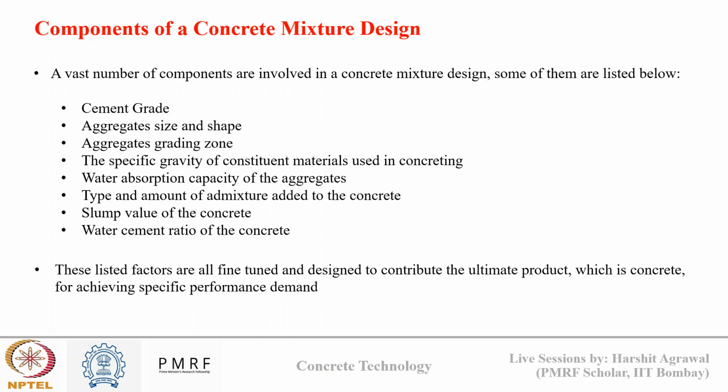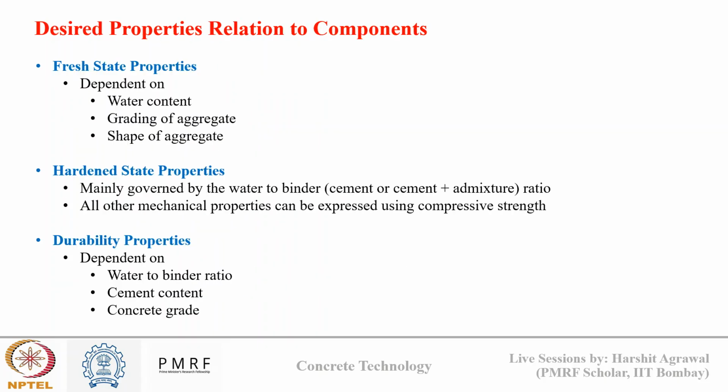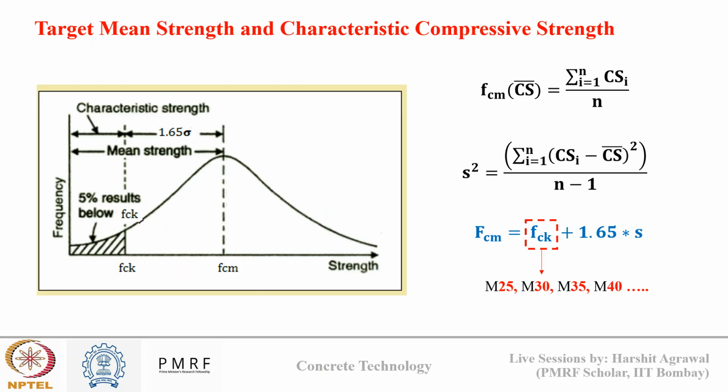Last week we concluded week 5 of the course, where we talked about mixture design of concrete. We had a basic overview of mixture design where we talked about different components that are involved in a concrete mixture design. Then we saw how different desired properties of concrete, that is fresh state properties, hardened state properties, and durability properties, are dependent upon different components of mixture design. We then discussed target mean strength and characteristic compressive strength: what these are, how they are calculated, and how they contribute to the mixture design of concrete.